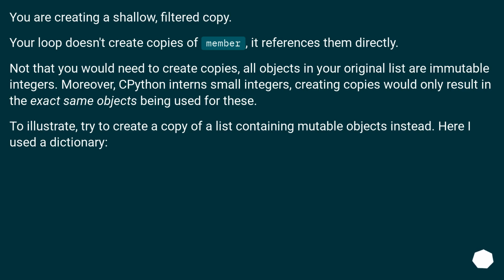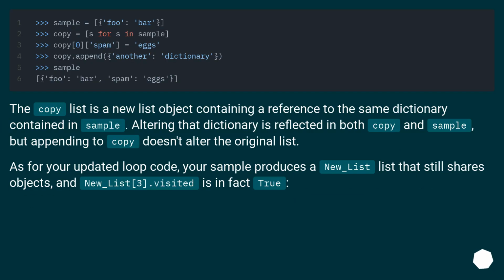To illustrate, try to create a copy of a list containing mutable objects instead. Here I used a dictionary. The copied list is a new list object containing a reference to the same dictionary contained in sample. Altering that dictionary is reflected in both copy and sample, but appending to the copy doesn't alter the original list.